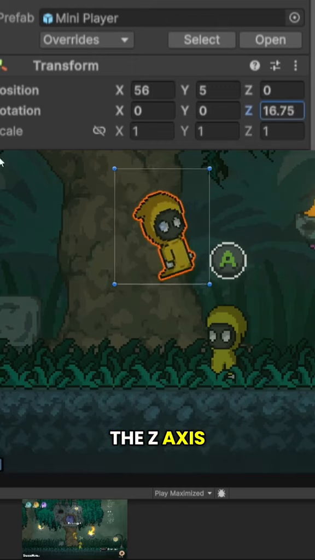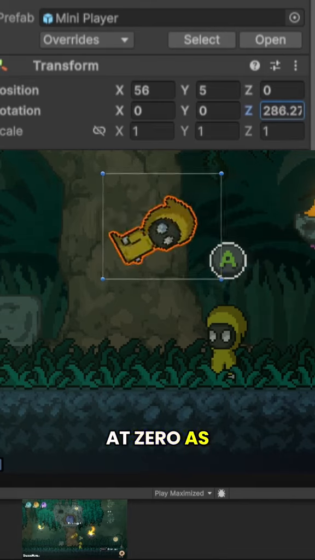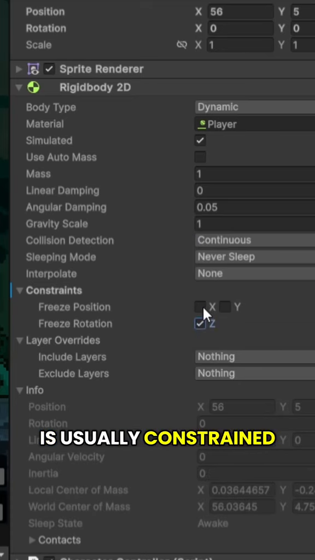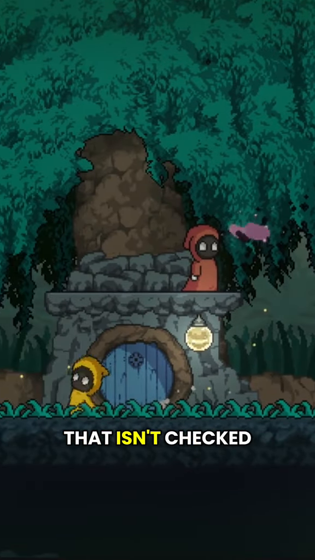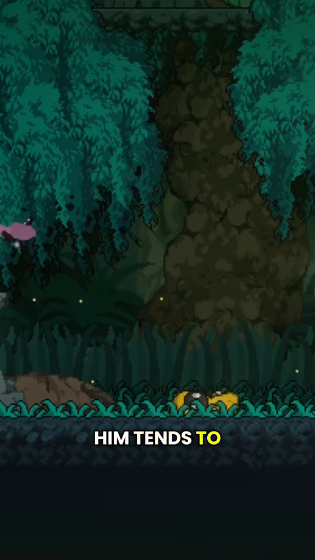Rotating him along the Z axis does have its uses because it doesn't reveal his flatness. In general, we keep that locked at 0 as well though, because if we don't, it creates some pretty wonky scenarios. His Z rotation is usually constrained to prevent this, but look at what happens if that isn't checked. He has a really hard time staying upright, and any uneven force applied to him tends to knock him over.